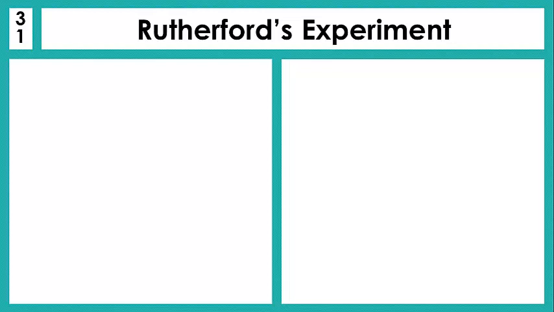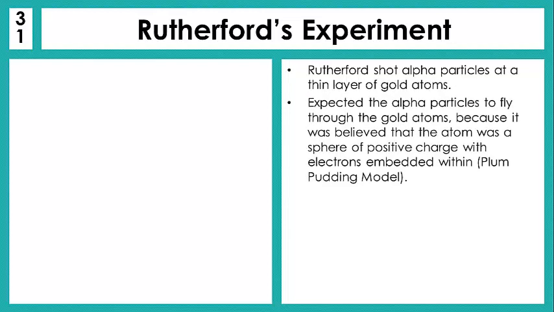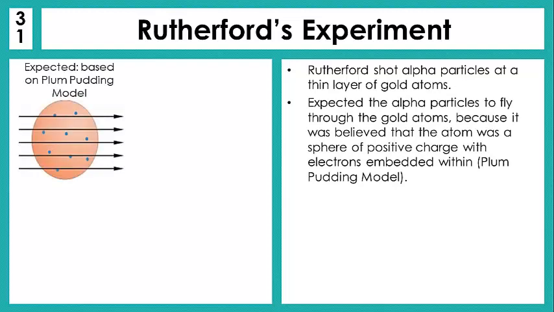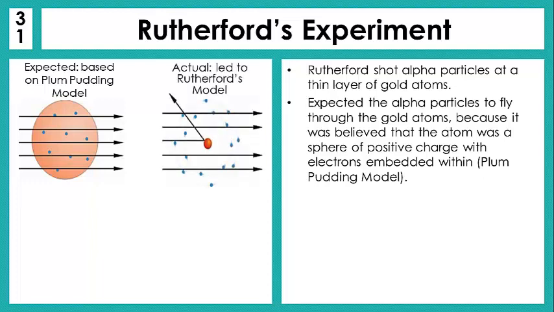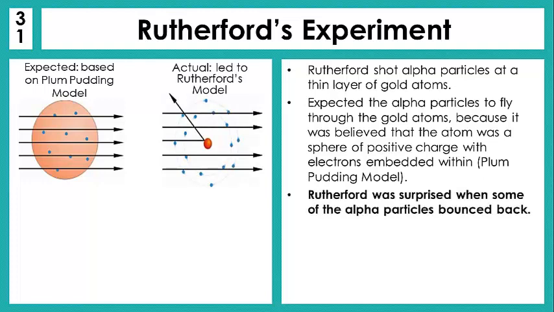31 is about Rutherford's experiment. So in Rutherford's experiment, he shot alpha particles at a thin layer of gold atoms. He expected that all of the alpha particles would fly through the gold atoms because at the time, plum pudding model was the accepted model of the atom. So this is just a sphere of positive charge with small electrons embedded within. So there is nothing in the plum pudding model of the atom that would cause any deflection from the alpha particles. But when he performed the experiment, he saw that some of the alpha particles bounced back.